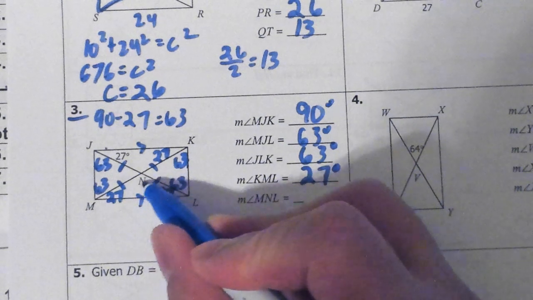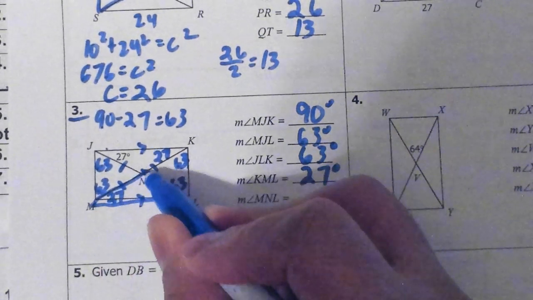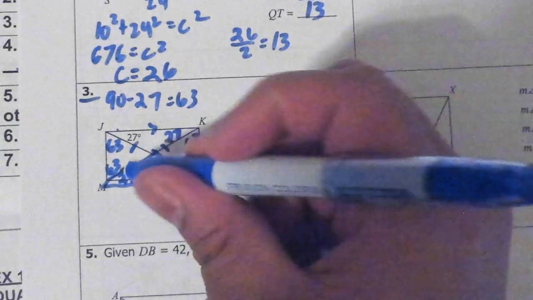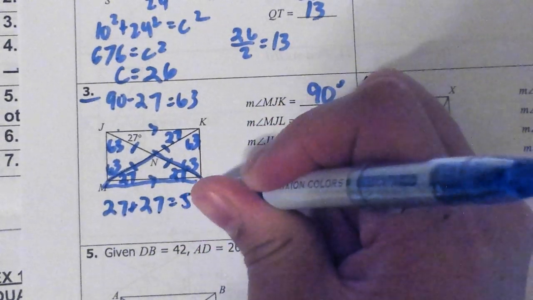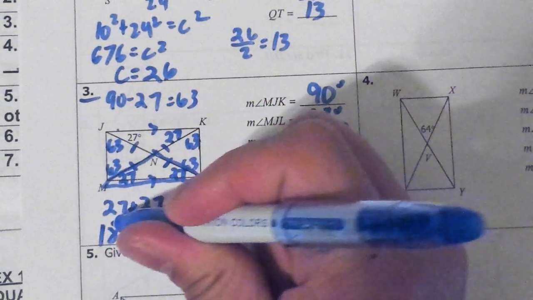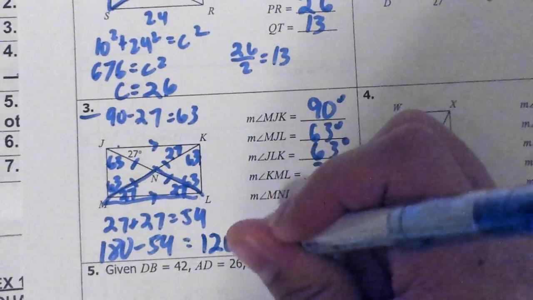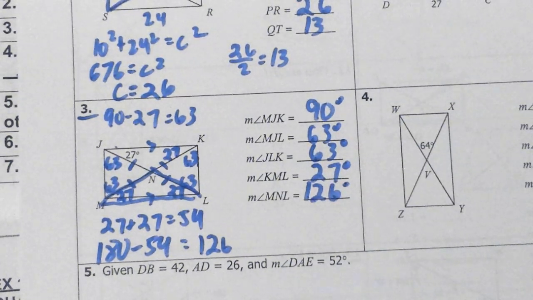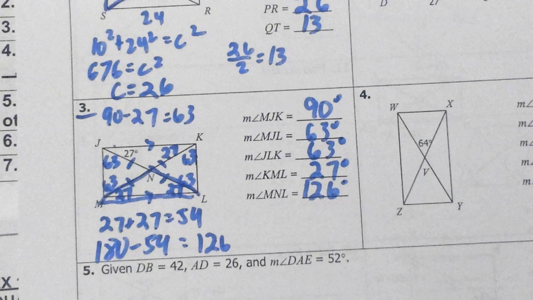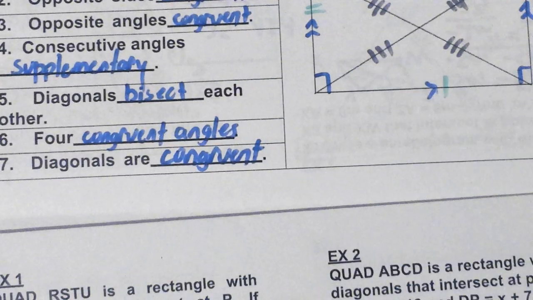And MNL. So we haven't solved for this angle here yet. But we can focus on this being a triangle, and my three angles of a triangle add up to 180. So we can do 27 plus 27, which is 54. And 180 subtract 54 gets me 126. So this is 126 degrees. Alright, so there you have properties of a rectangle.